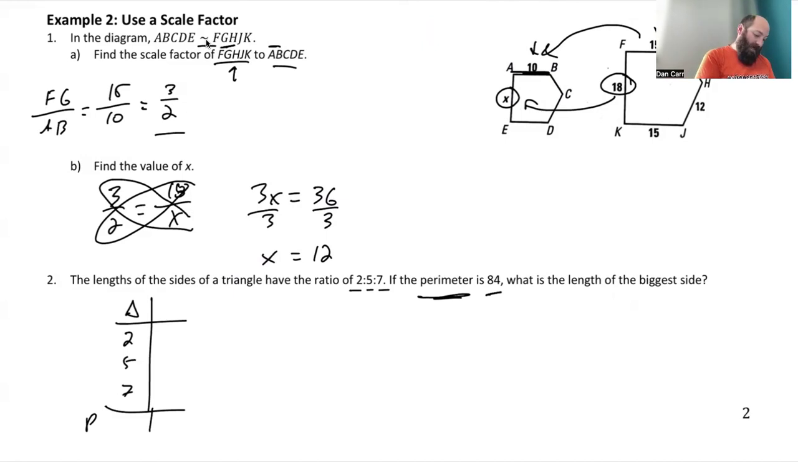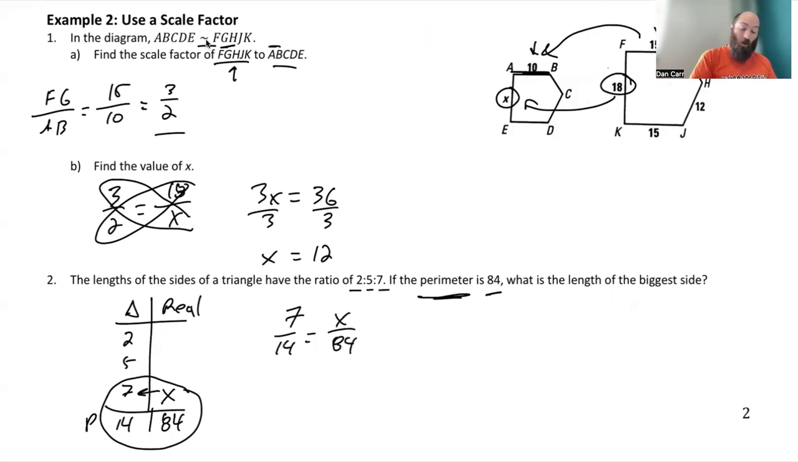Adding those up, I get 14. That's the perimeter of this basic triangle. That's the sides of 2, 5, and 7. The perimeter of the real triangle is 84. So what is the length of the biggest side? That's going to be this length right here because it's lined up with the 7. Using this table of doing my ratios compared to the real triangle like this, I can now just do my cross multiplication with this. 7 over 14 is equal to x over 84.